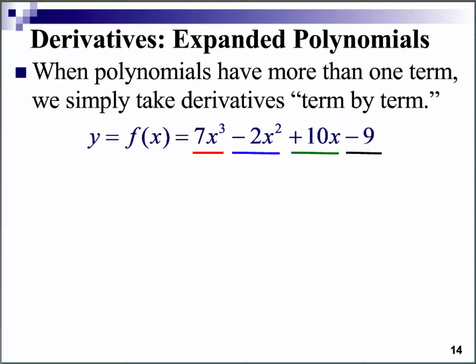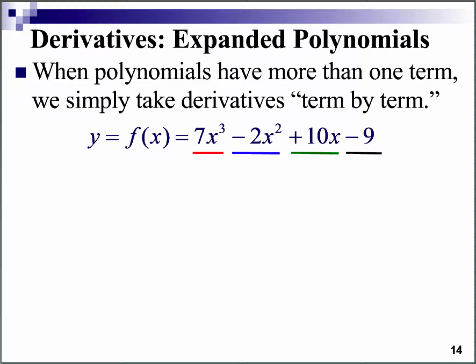In this example here, y has four terms. 7x cubed is the first term, negative 2x squared is the second term, and so on. Remember that terms are separated with addition or subtraction, so that's why we have four of them here. Also notice that the first two terms, 7x to the 3 and negative 2x to the 2, both look like a times x to the n. We can use the power rule on those two terms. So let's go ahead and take the derivative one term at a time.